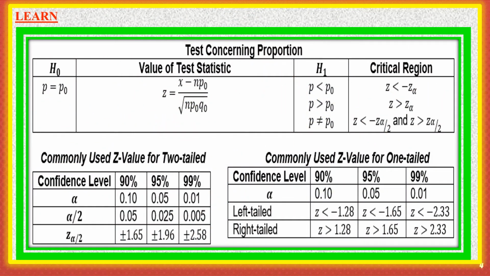You are given with the null hypothesis, the test statistics, the alternative hypothesis with its corresponding critical region for test concerning proportion. You are also given with the z-value for the two-tailed and z-value for the one-tailed.